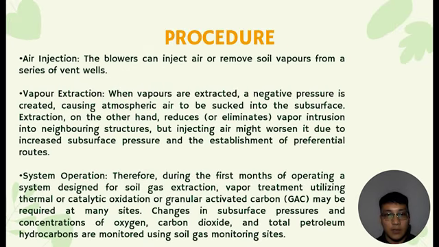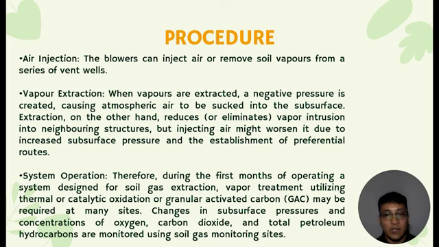Next is the procedure. We'll start with air injection. The blower can inject air or remove soil vapors from a series of vent wells. Next is vapor extraction. When vapors are extracted, a negative pressure is created, causing atmospheric air to be sucked into the subsurface. Extraction, on the other hand, reduces vapor intrusion into neighboring structures, but injecting air might worsen it due to increased subsurface pressure and the establishment of preferential routes.